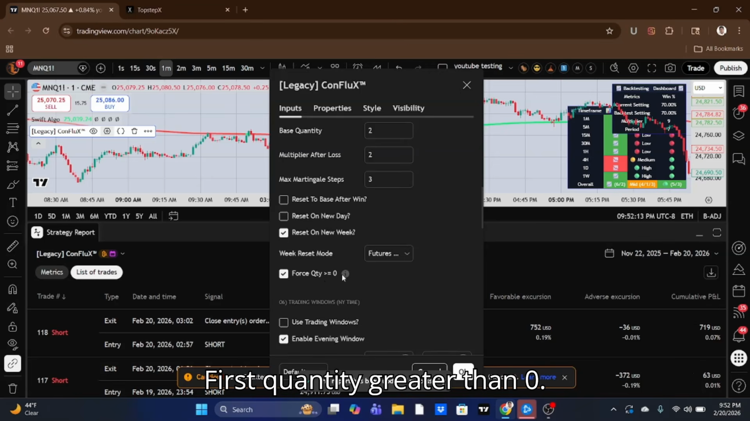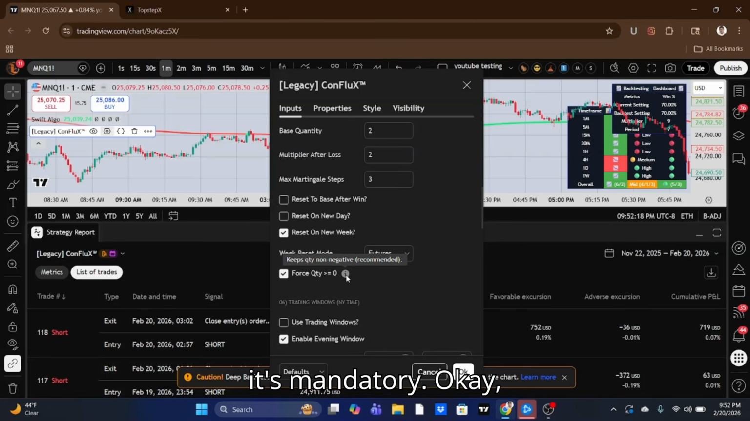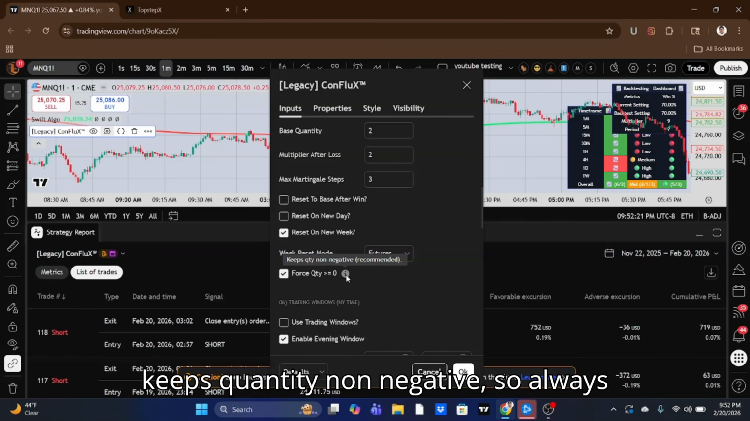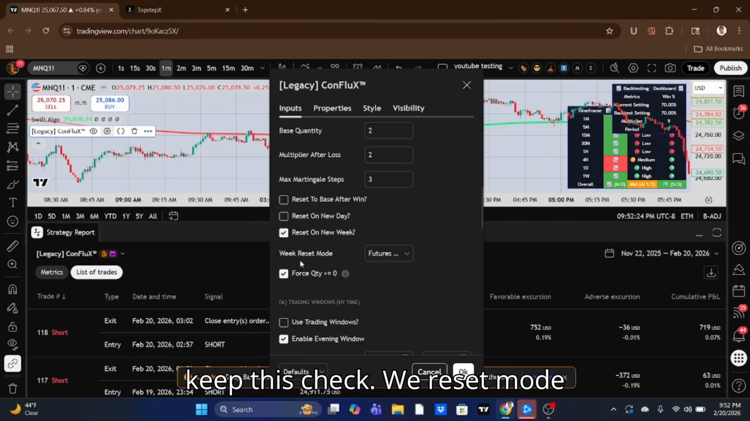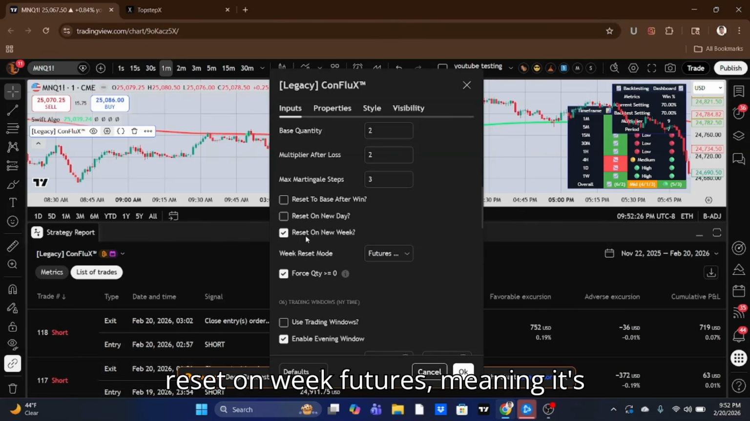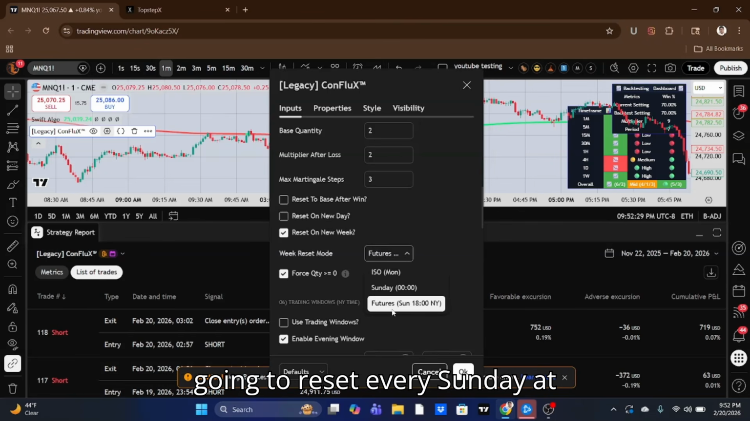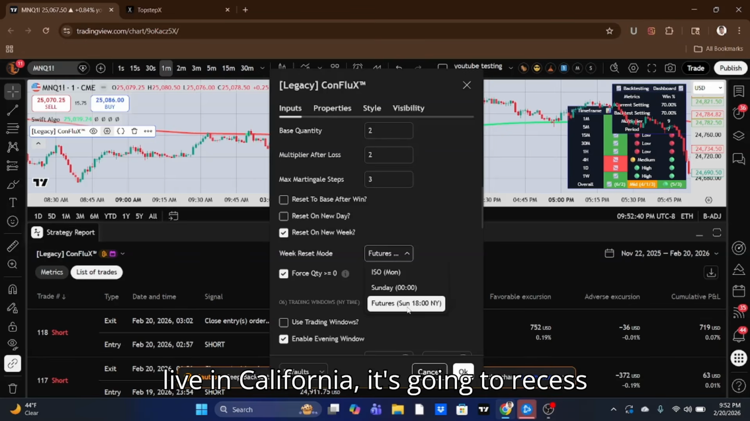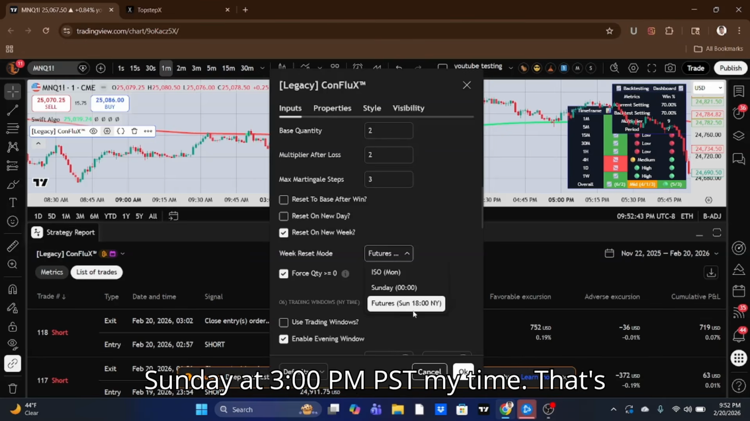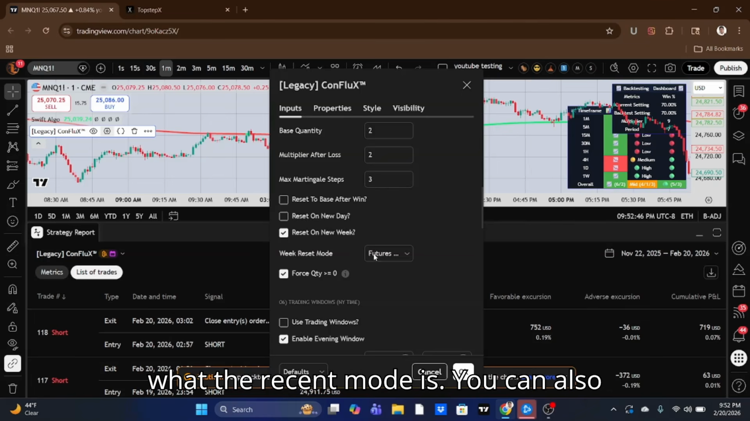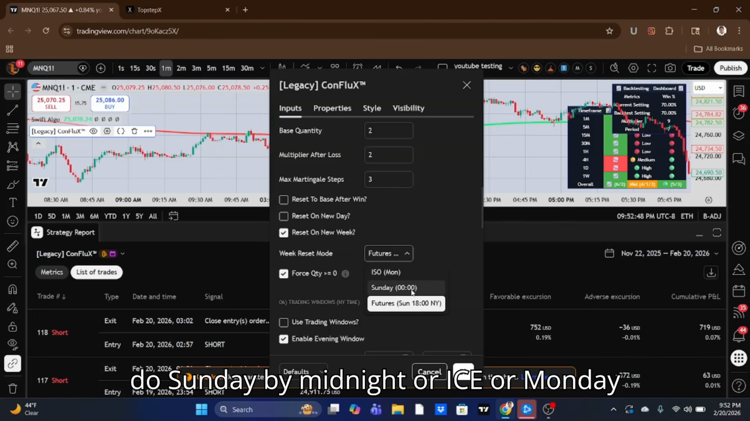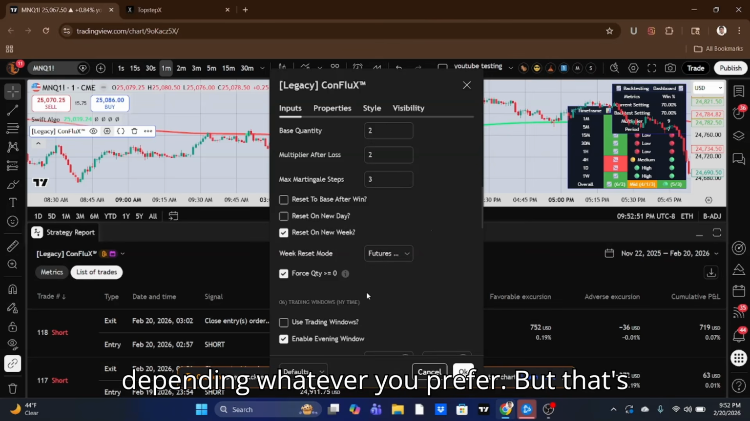For quantity greater than 0, you want to keep this checked. It's mandatory, okay? It keeps quantity non-negative, so always keep this checked. Week reset mode, reset on week futures, meaning it's going to reset every Sunday at 1800 New York Standard Time, EST. So this will be based on whatever time zone you're in. Since I live in California, it's going to reset Sunday at 3 p.m. PST my time. That's what the reset mode is. You can also do Sunday by midnight or ISO Monday, depending on whatever you prefer.